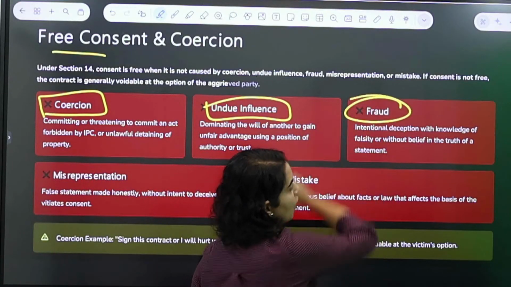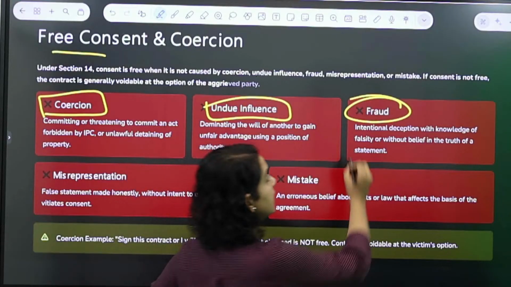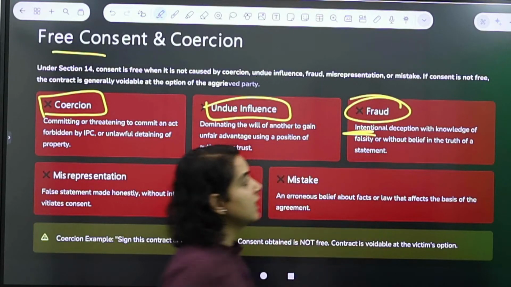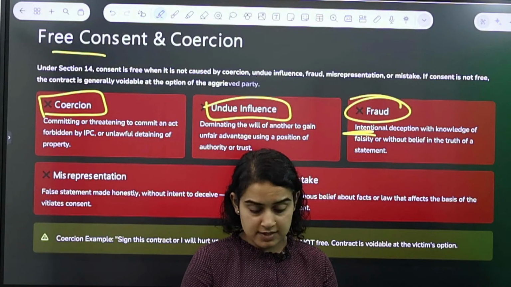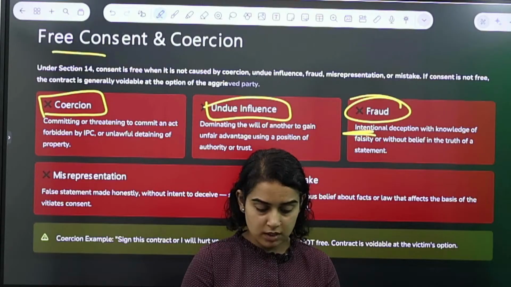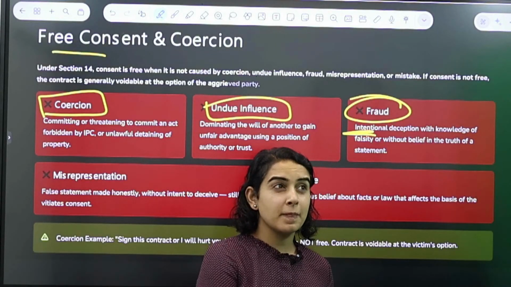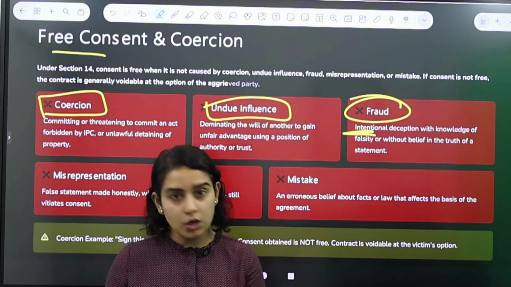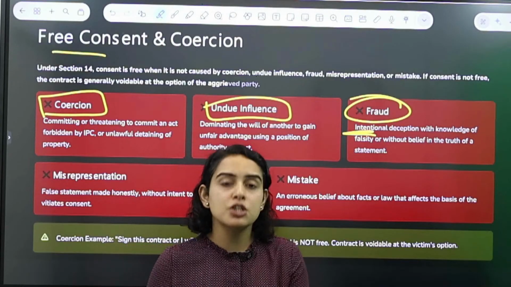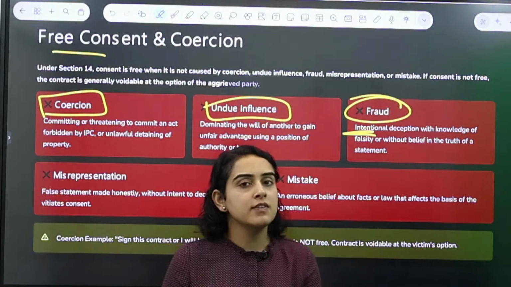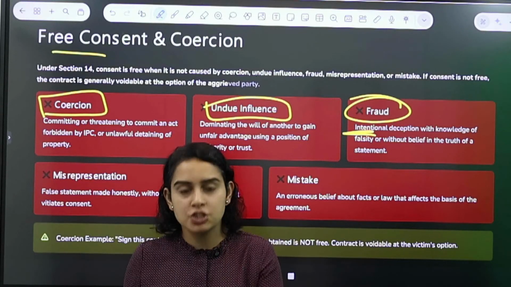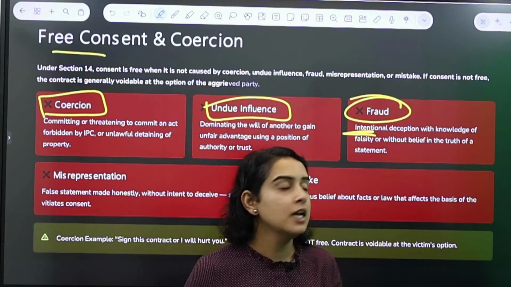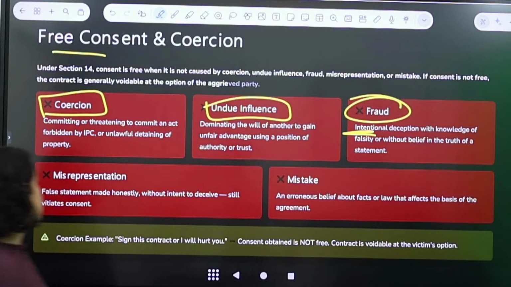Third is fraud. Fraud is an intentional deception, right? You are deceiving someone, or you are causing some sort of fraud with someone with an intention to deceive them, right? You're not giving them the correct information. You are misleading them with an intention to basically defraud them, right? That is there. Then there is misrepresentation.